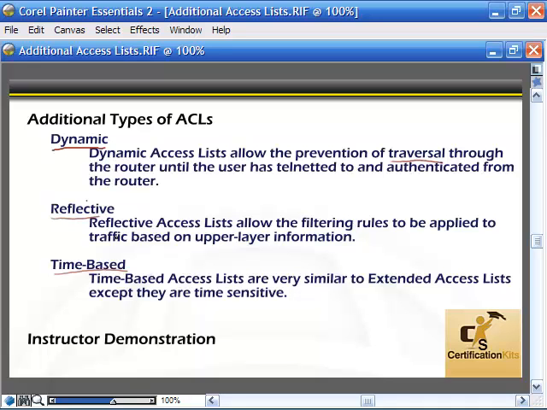An additional one is a reflective access list. And with this one, filtering rules can be applied to the session or to the user based on the session layer information. Let me go back to that diagram, clean it up, and explain what I mean by session layer information.